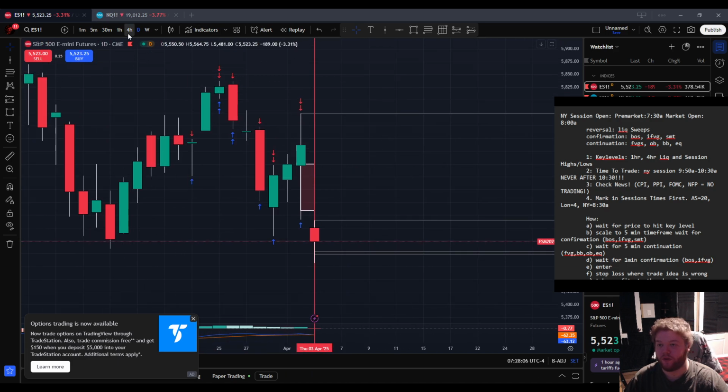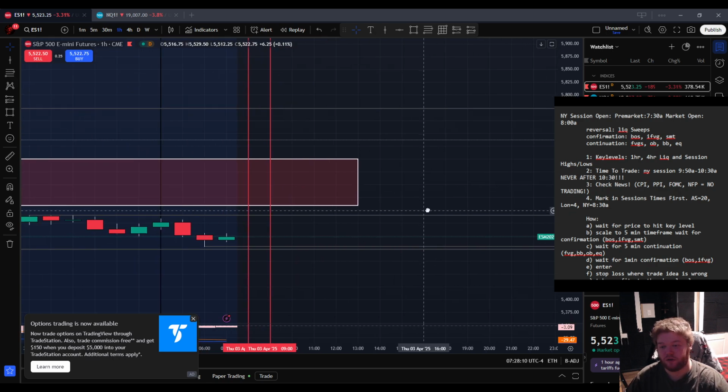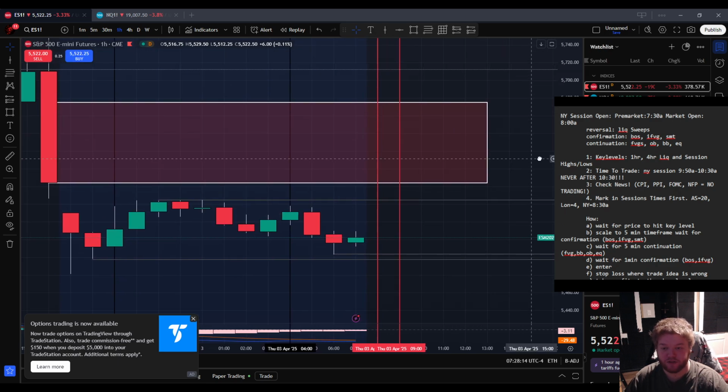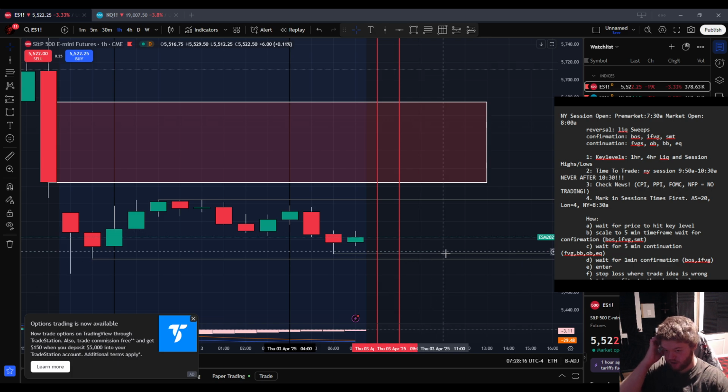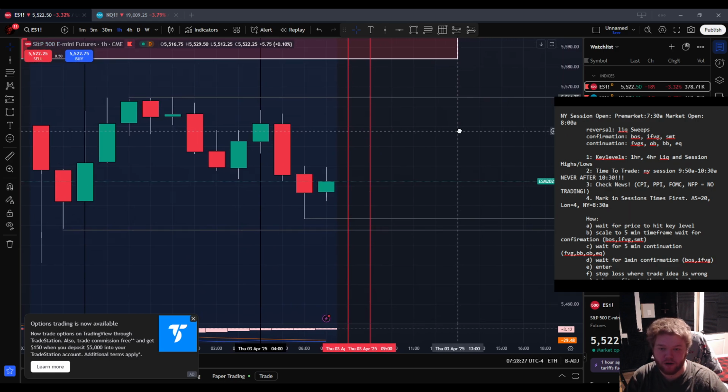So, with that being said, it is 7:28. We're going to wait on the hour for one of the key levels to get hit, and I imagine it's going to be the lower key level first. It'll get hit, and then from there we will see exactly what happens. We'll see the reaction off of it and go from there.